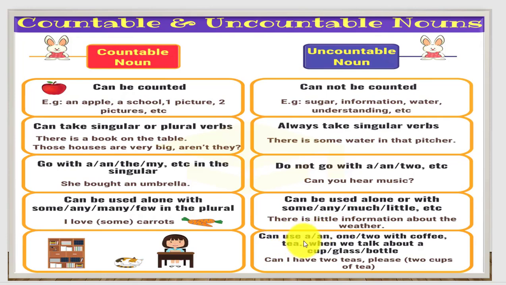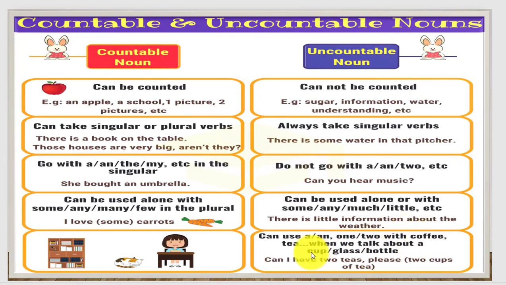It can be used with a, an, and two with coffee and tea when we talk about a cup or a glass. The last one requires some extra discussion. We will discuss it when the situation comes again. So coffee and tea are uncountable nouns, but we can use a, an, and two along with them. In that case we need to add some extra word to these uncountable nouns. For example, we say, can I have two teas? Two teas, or can I have two coffees? It means, can I have two cups of tea? So the s is added, as in two glasses of water, two bottles of water. We use these extra words along with them. In that case we can use a, an, and two with these uncountable nouns.